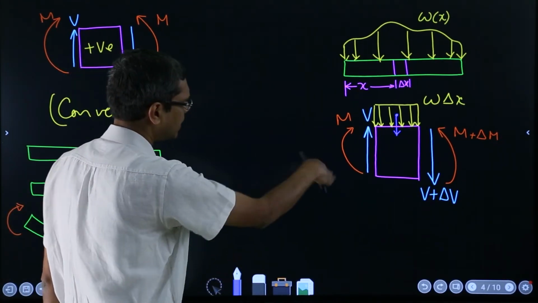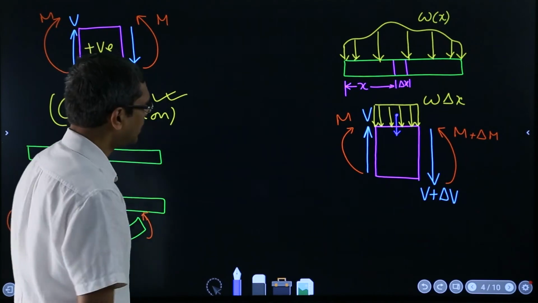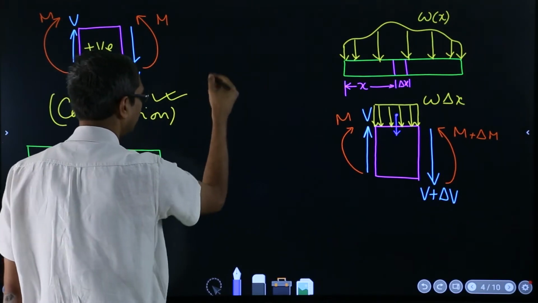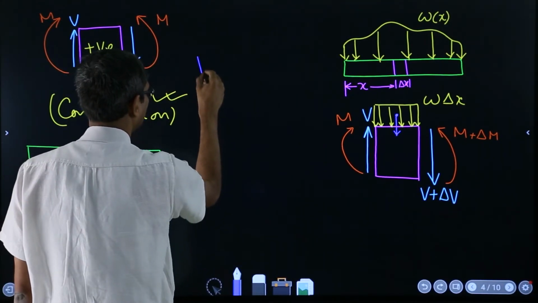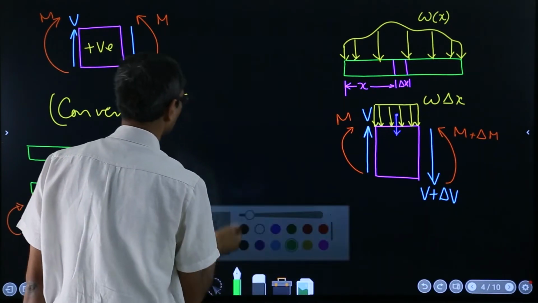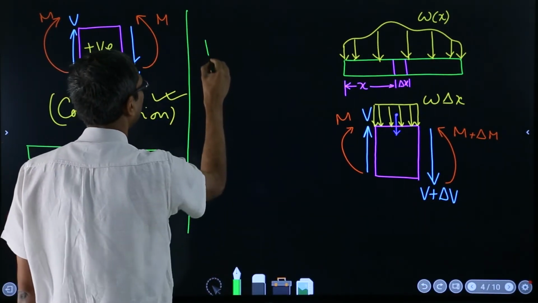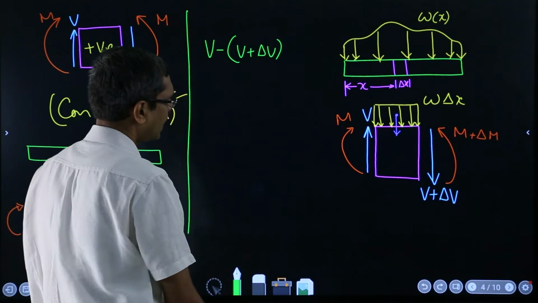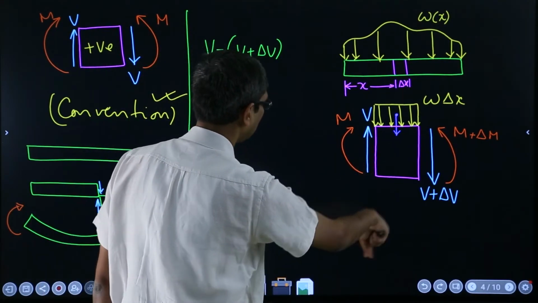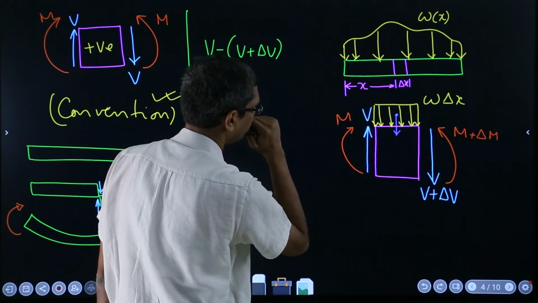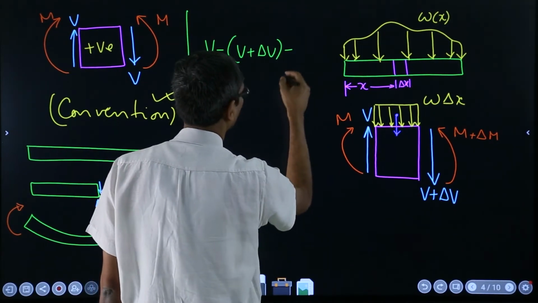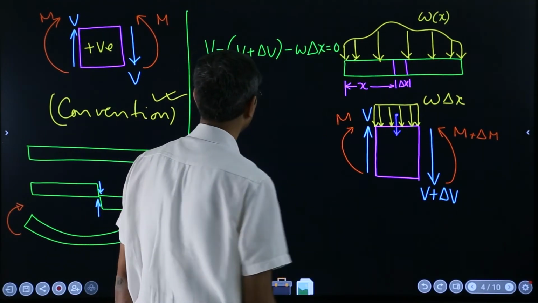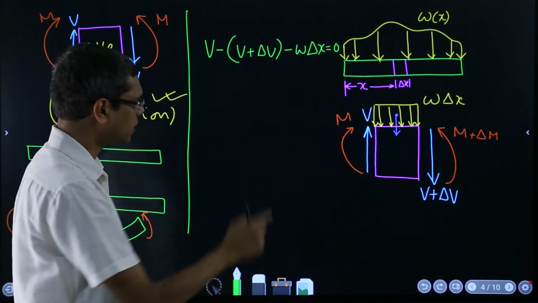First let's balance the shear forces, the force balance. Taking upward as positive, we get V minus V plus delta V, minus W delta x, equals 0. So that's the force balance equation for this particular segment.